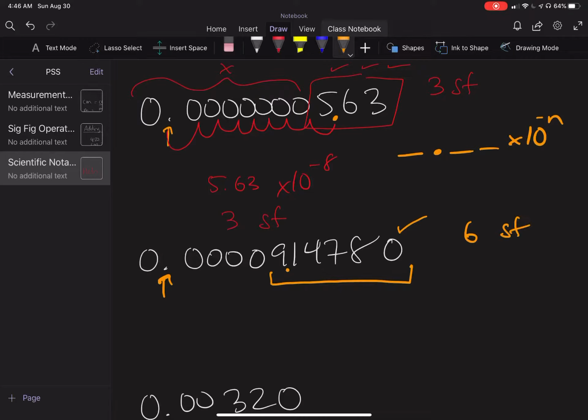So we just need to make sure when we write the scientific notation form, it also has 6 sig figs. So now in terms of moving our decimal, we're going to move this decimal 1, 2, 3, 4, 5 times. So times 10 to the -5th. Next, we're going to fill in all those digits we had before.